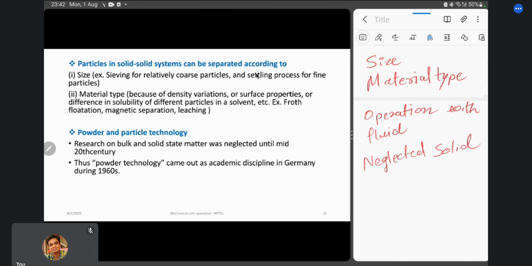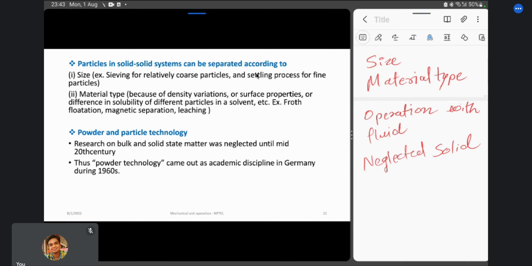Then after the industrial revolution and after the mid 20th century, like after the Second World War, Germany started the terminology powder technology, and it also came as an academic discipline. So we are just learning some brief operations on powder technology, but there is a whole discipline working on powder technology, its characteristics, properties, and how we can use and enhance the properties of this powder.